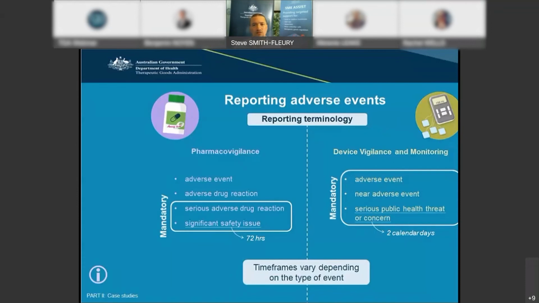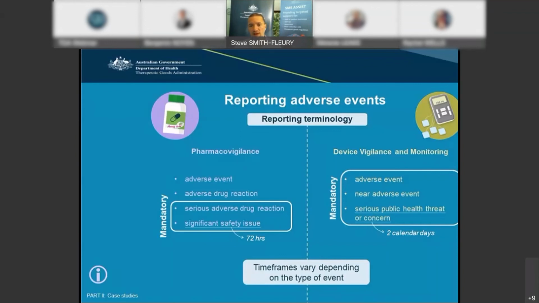So number 1, I've mentioned a few times, is an adverse event. This is any untoward medical occurrence of a patient, consumer, or clinical investigation, which may not have a causal association with the medicine. So for example, we could be looking at an abnormal laboratory finding. An adverse drug reaction is a noxious or unintended response to a medicine, with a reasonable possibility that the medicine caused the adverse event.